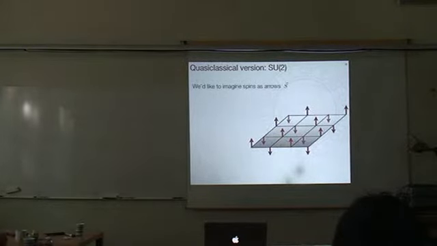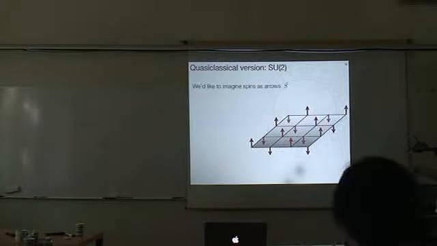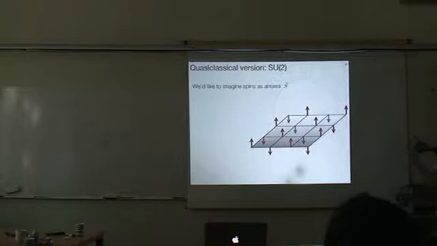So let's look for a second at what we usually do when we have SU(2) spins. We imagine spins as being little arrows. Well, really, just classical arrows which point in some direction. And we can think of interactions as being a scalar product between these two spins, and our spin Hamiltonian is trying to minimize the scalar product. Well, actually maximize, right? So how does it work? Minimize.